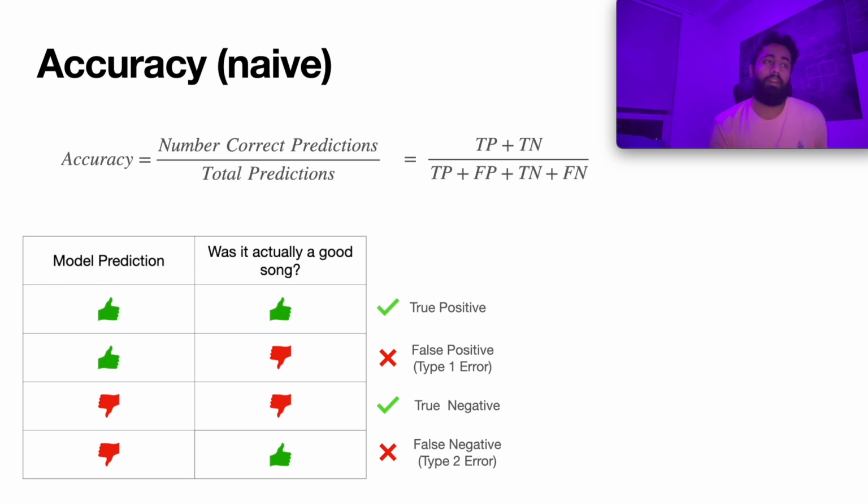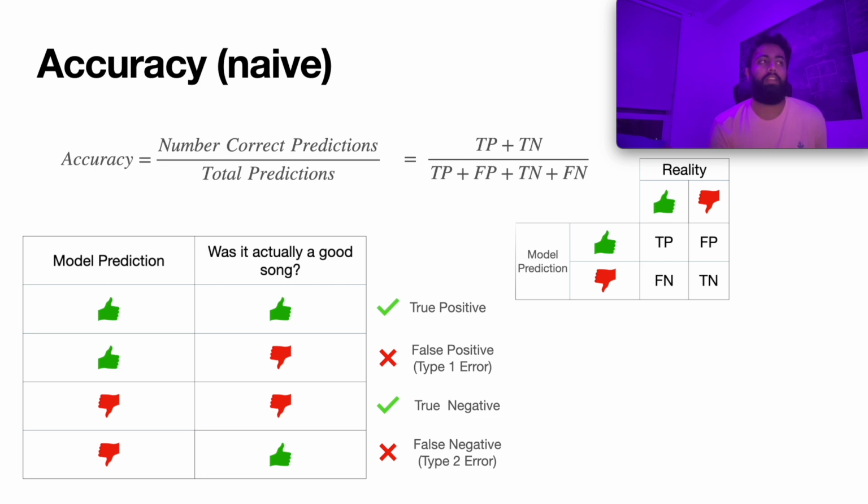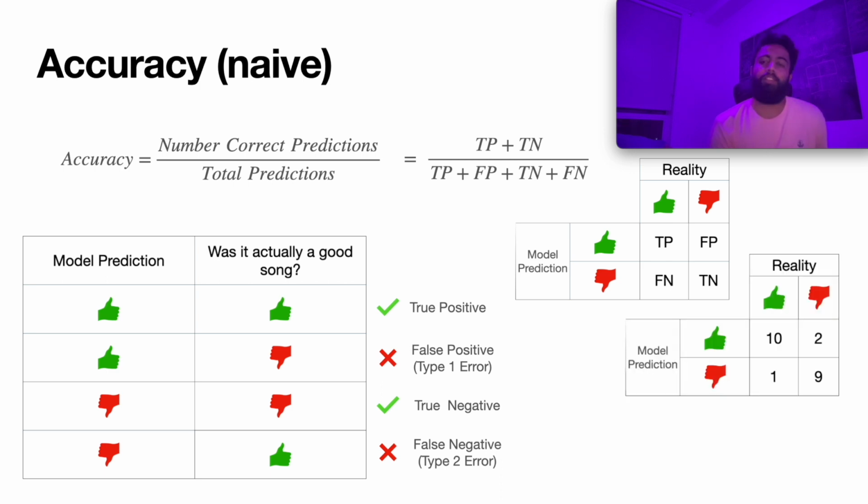We typically summarize these different metrics in something known as a confusion matrix. Here's an example of it filled out. Using the values of this confusion matrix, we can calculate the accuracy of our model. Here we see it's 86%. Now, accuracy doesn't always tell us the full picture.